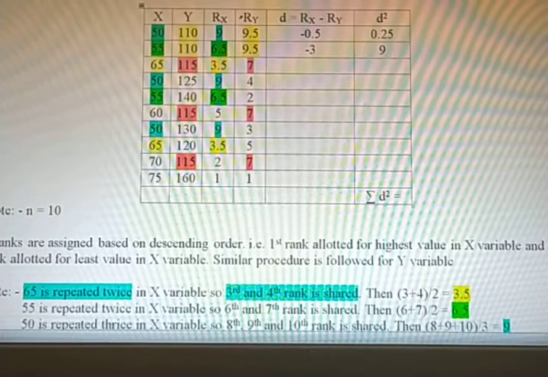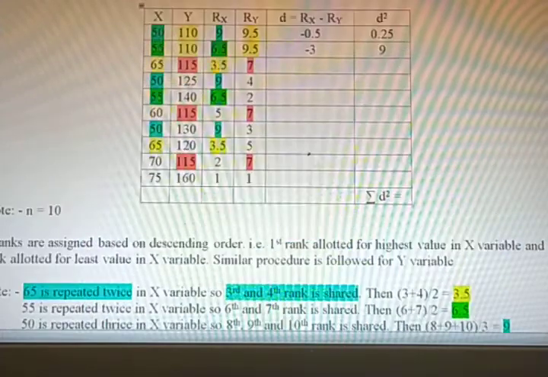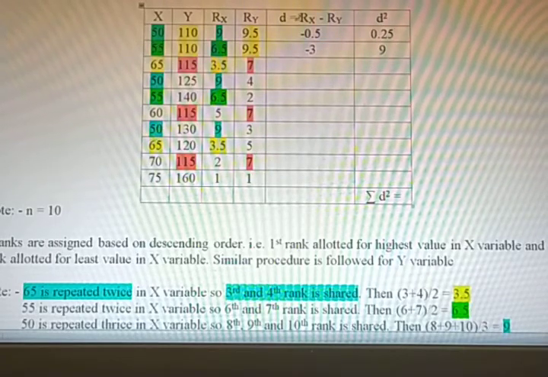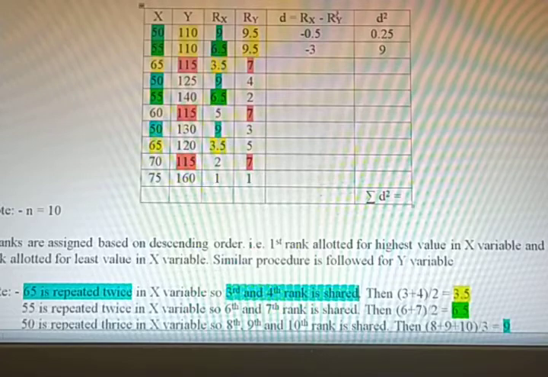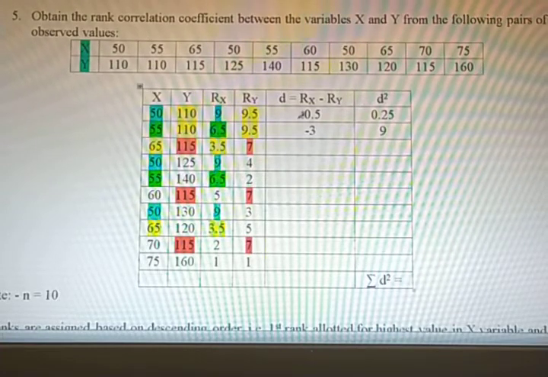Similarly, we allot the ranking for the y variables. In the y variable, there are two values which are repeated, and the same procedure is followed. I have already marked it here; you can have a look. After allotting the rank, what is D? D is the difference between ranking x and ranking y. 9 minus 9.5 is minus 0.5. 6.5 minus 9.5 is minus 3. The same procedure is followed in all the rows.